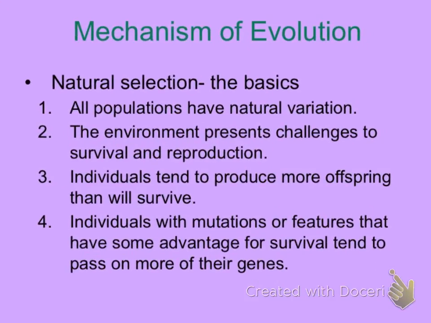You got a mutation, you got a feature that gives you some advantage for survival. You tend to pass on more of your genes. So, the rabbit that has extra good camouflage, the rabbit that hides really well, the possum that doesn't pass out in front of cars. Individuals with a mutation or a feature that have some advantage for survival tend to pass on more of their genes.